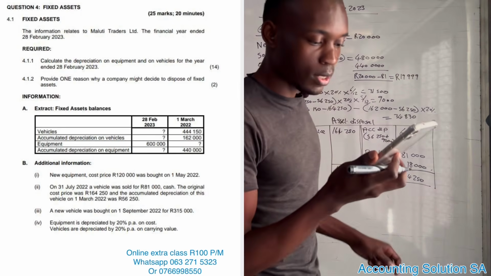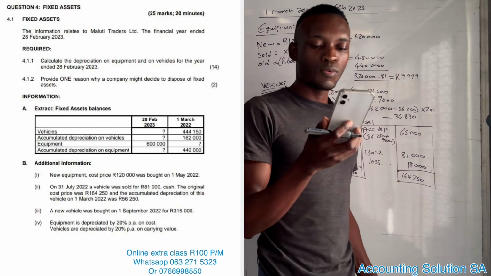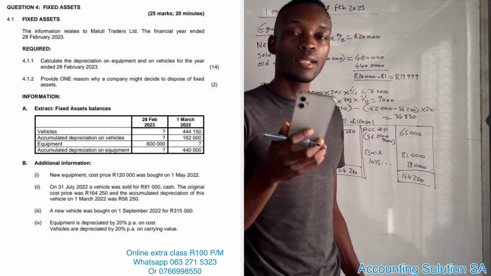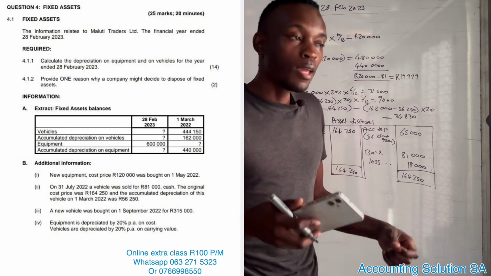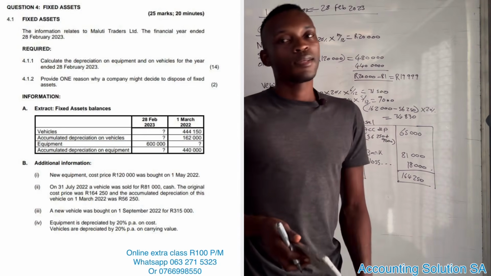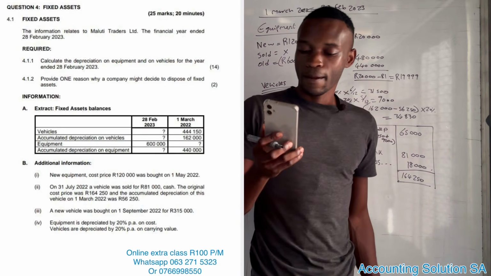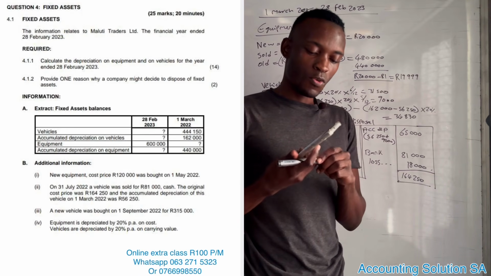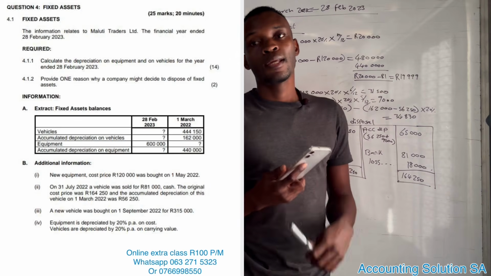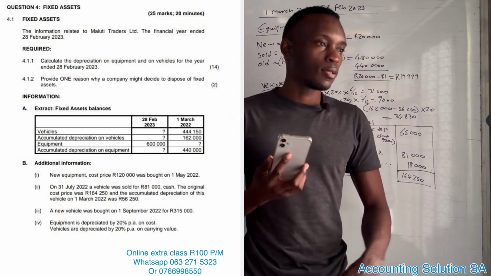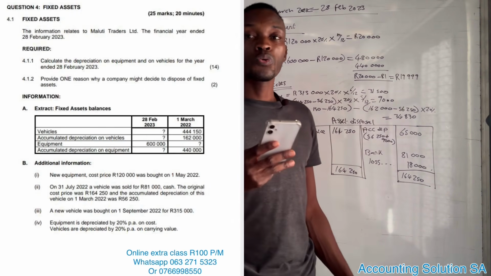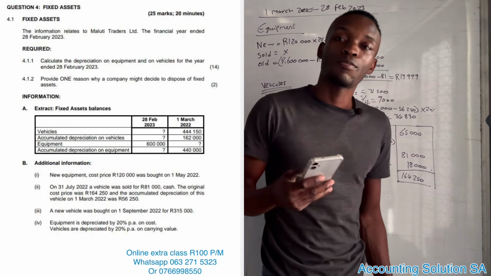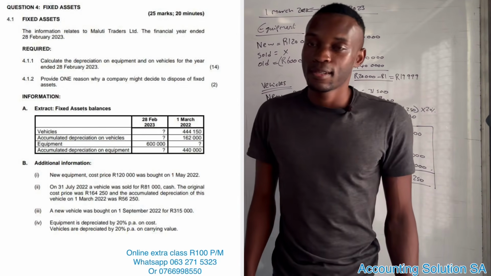All right. The next question, guys, says provide one reason why a company might decide to dispose of a fixed asset. Why can a company sell the asset? Obvious, guys. If the asset is old and it's no longer useful, you just have to sell it. And the other one, if you have a vehicle that is consuming a lot of petrol, guys, you have to sell it because it's going to cost you at the same time. Or maybe there is better availability of technology, guys.